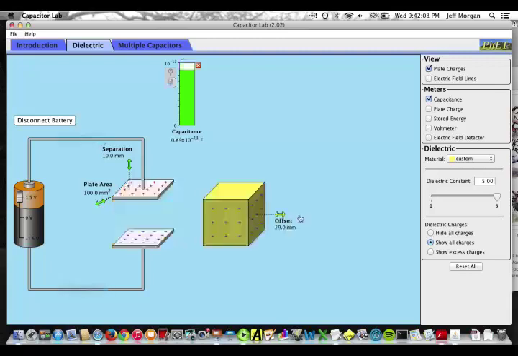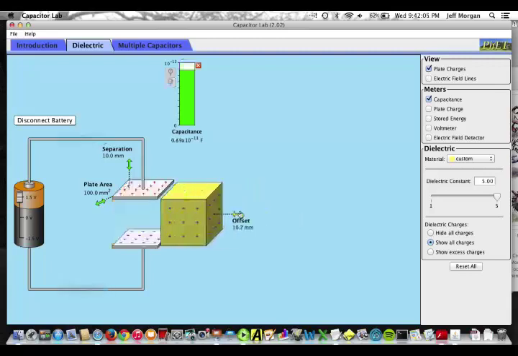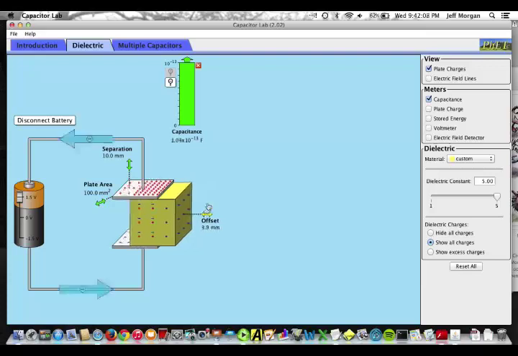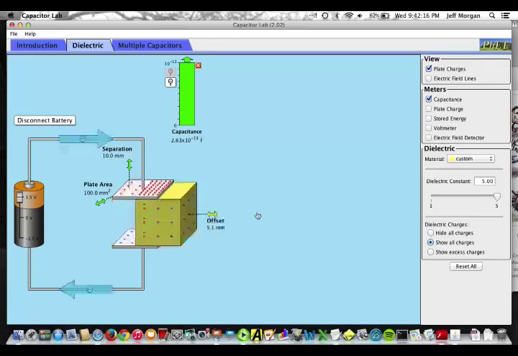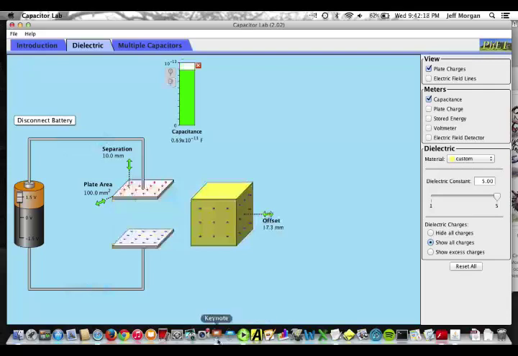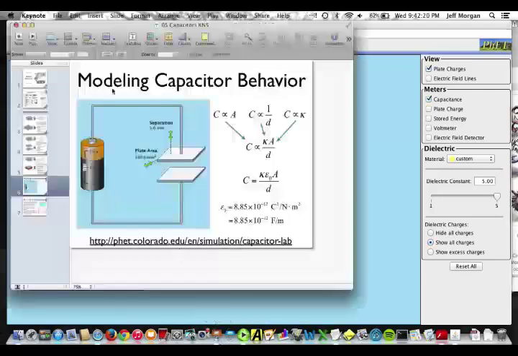So here's the charge with the dielectric out, and as I insert the dielectric into here, more and more charge can be stored on that system, and you'll notice the capacitance reading on this capacitor meter goes up as well. Let's jump back to the slideshow and wrap this up.